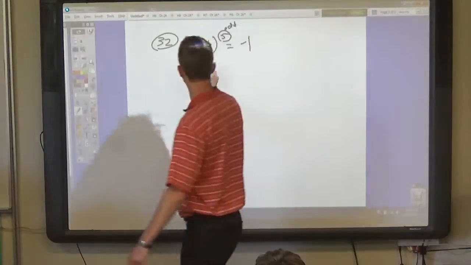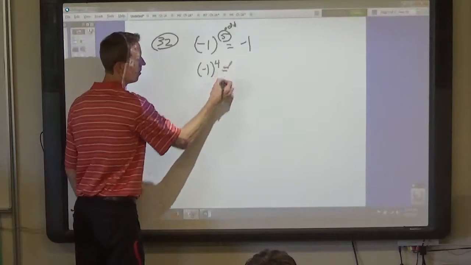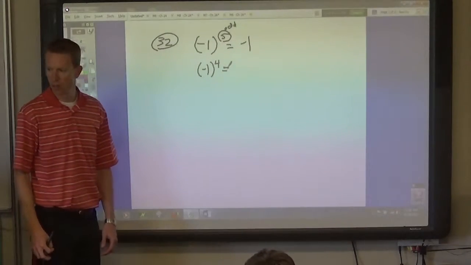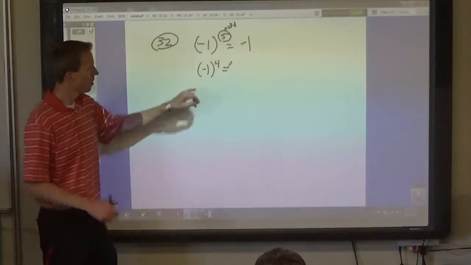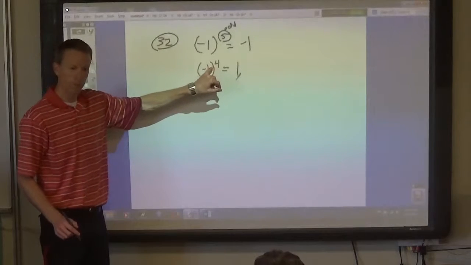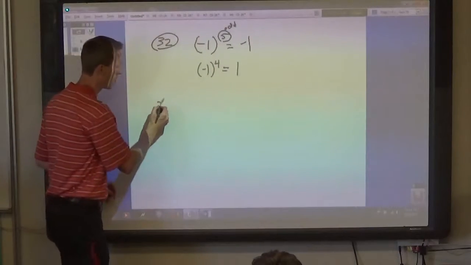What if this was -1 to the 4th power? It'll be positive, because 4 will be even. Good. Yep. This would be positive 1, because there's an even number power with the negative. Okay? What about 34?